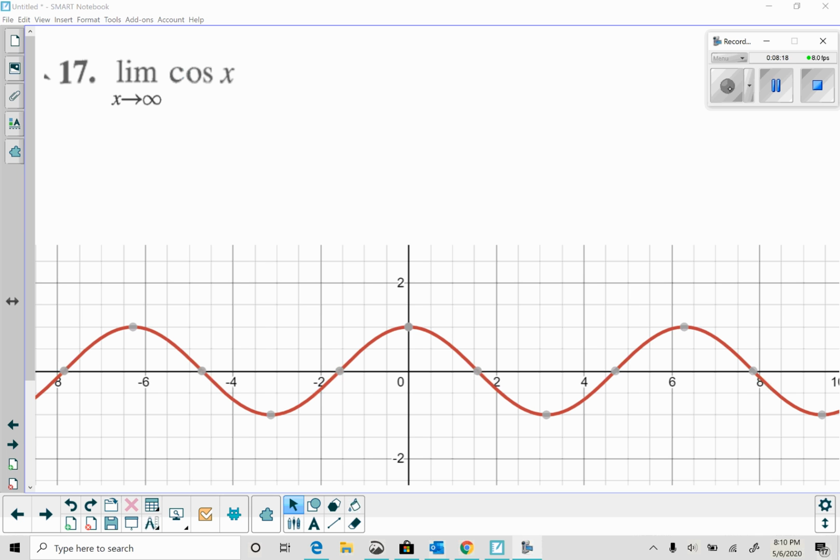At pi over 2 it's at the center line of 0. At pi, cosine of pi is -1. At 3 pi over 2, back to 0. At 2 pi, back up to the maximum of 1. No matter what we do to this, it's going to keep oscillating. The periodic nature of our cosine function here, it's going to keep going back and forth between +1 and -1, to +1, to -1.